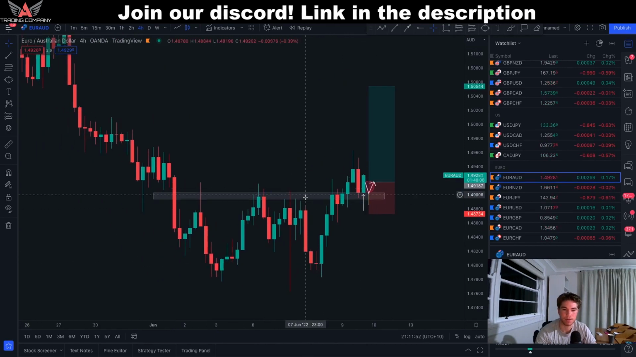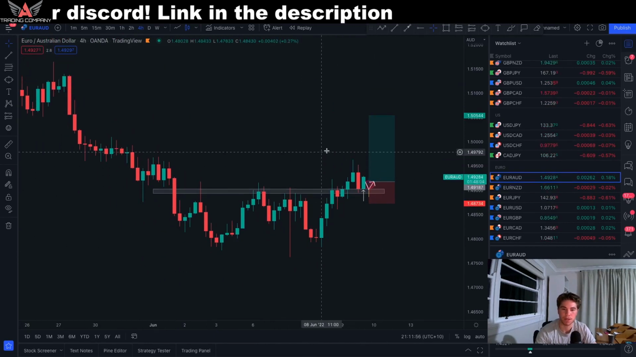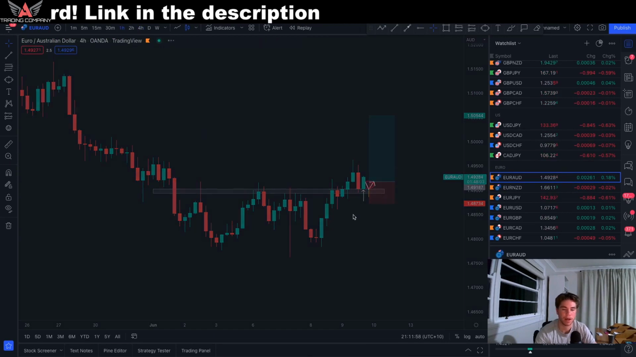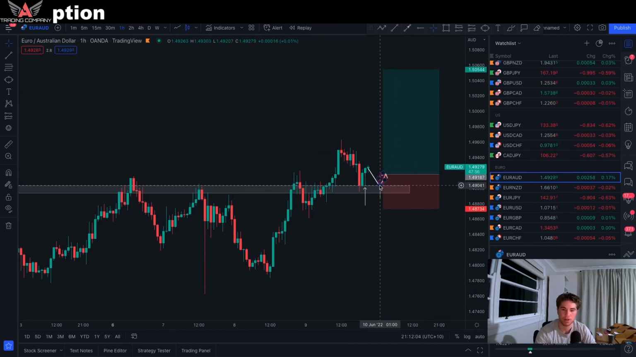But again, it's this 4 hour that gives me the information that this market is potentially pushing bullish. Then I combine the 1 hour double bottom, weak rejections, engulfing candle. Be patient, don't rush into it.